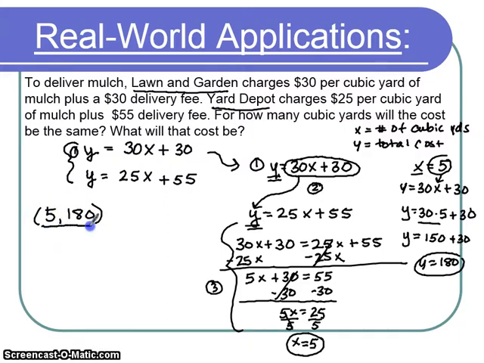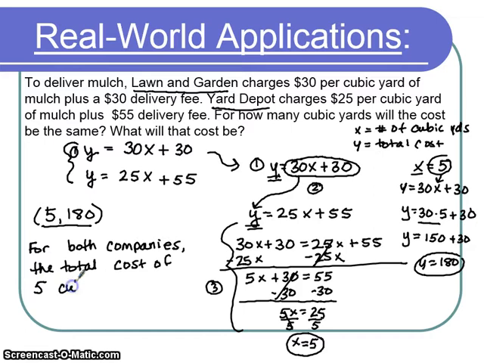We now need to interpret that. Go back to how we defined our variables. So 5 is the number of cubic yards and 180 is the total cost. And remember, this is going to be for both companies. So for both companies, the total cost of 5 cubic yards of mulch is $180.